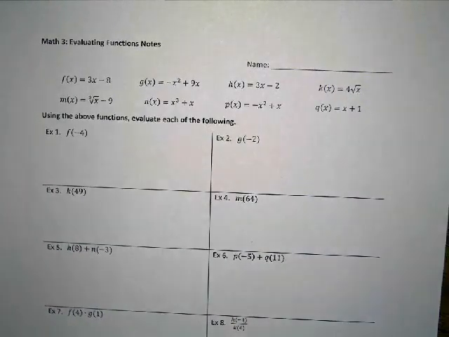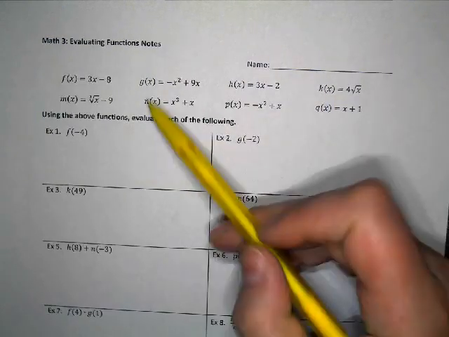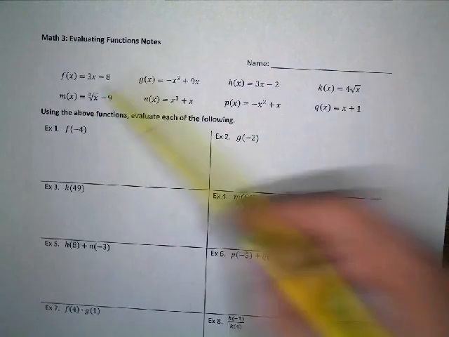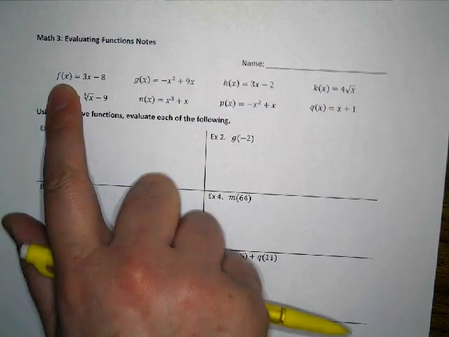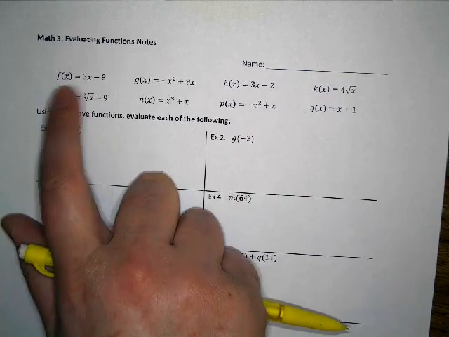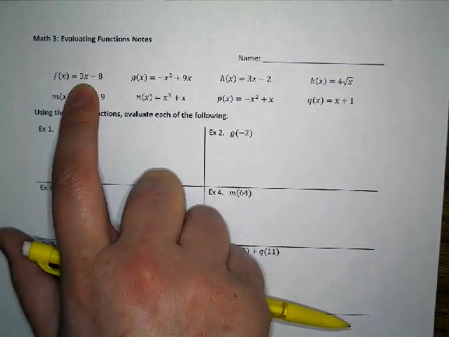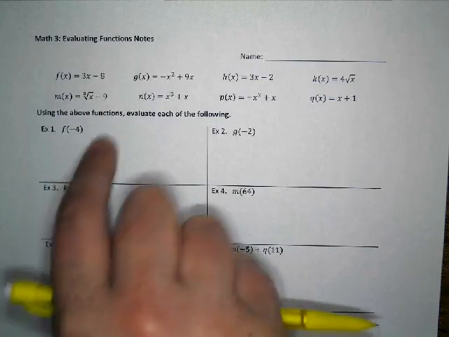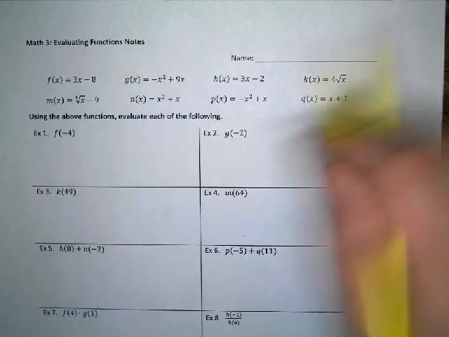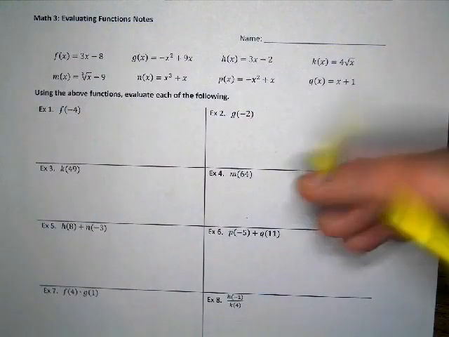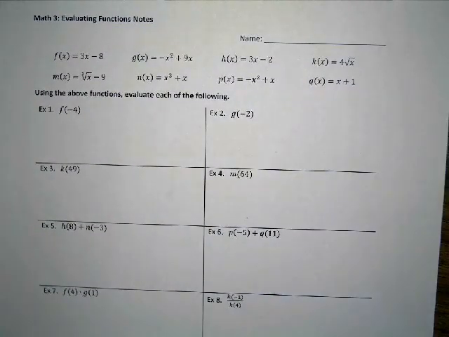So functions aren't new to us. We've seen them before, but we may not always see them in this notation. So this notation just means that the function is in terms of x. This is a function of x, and that x is the variable that you can plug different values in for. And so if we are evaluating functions, then we're just practicing plugging numbers into the function, which is something that you guys have done before. It just might look a little different than what you're used to. So that's what we're going to be practicing today.